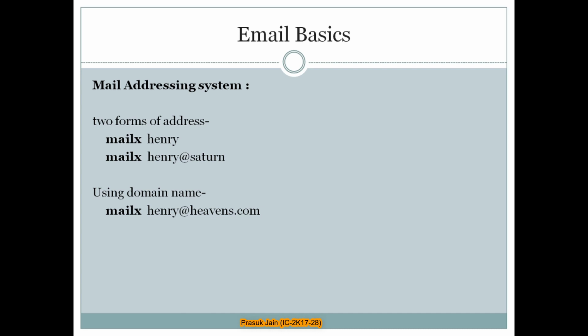A similar form is used in internet addressing, except that the internet uses domain name instead of simple host names. So the address is MailX Henry@heavens.com. Because of the way domains are allotted, no two individuals or organizations can have the same email address on the internet. So this addressing system helps give a unique ID to a user to communicate with each other. With this unique ID, you can easily distinguish between other users, the sender and the recipients.